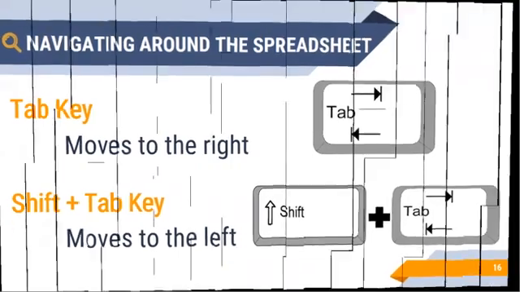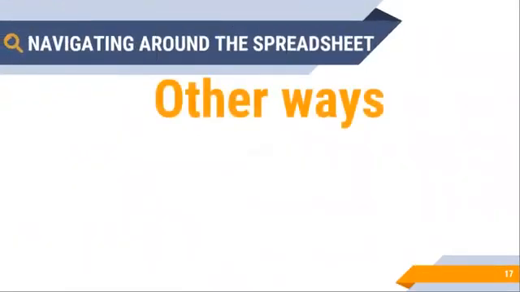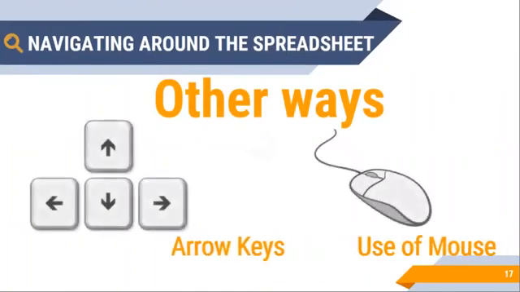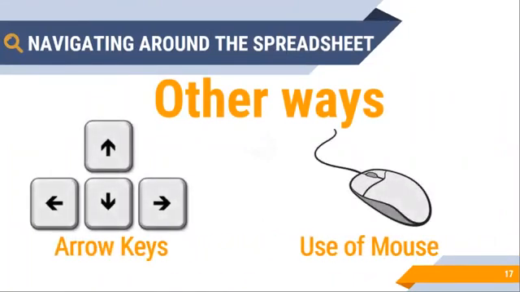Then other options or other ways? Aside from using Enter, Shift-Enter, Tab, and Shift-Tab, you can also use the arrow keys to navigate around the spreadsheet, as well as you can also use your mouse to navigate around the spreadsheet.